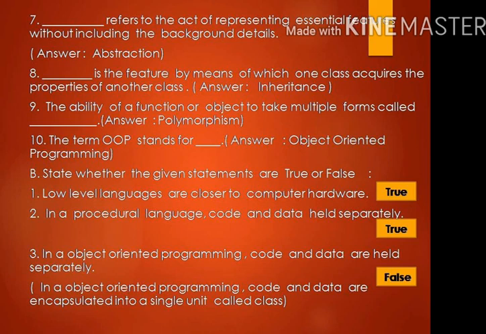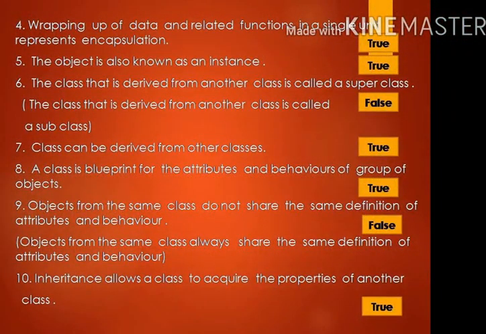True. Question number 2. In a procedural language, code and data are held separately. True. Question number 3. In an object-oriented programming, code and data are held separately. The statement is false. The correct statement is: in an object-oriented programming, code and data are encapsulated into a single unit called class. The next slide contains more questions and answers.